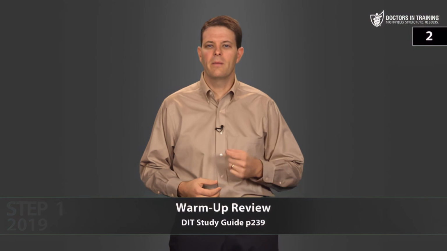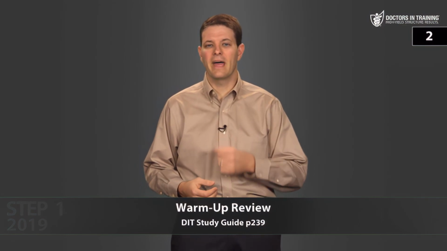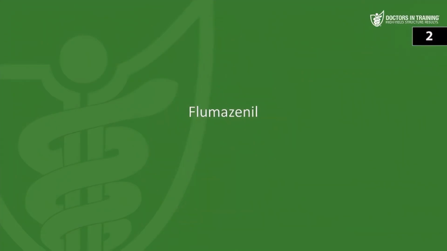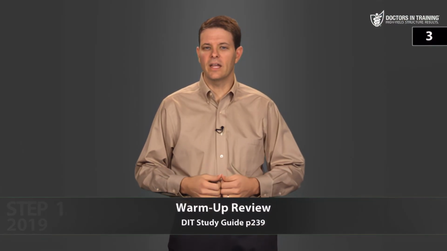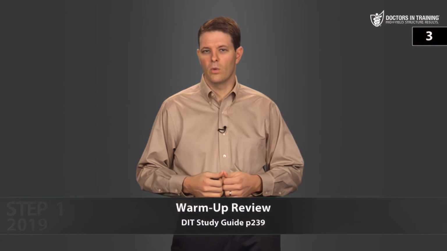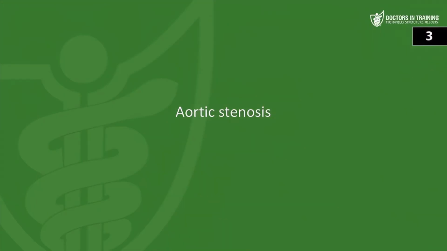Next, what is the competitive antagonist used to treat benzodiazepine overdose? That's flumazenil. And the last one, an 80-year-old man is found to have a systolic crescendo-decrescendo murmur. What's the most likely cause? The most likely cause is aortic stenosis. Even without being told the murmur's location, that description in an elderly patient is most likely going to be aortic stenosis. So let's move on to the lecture.